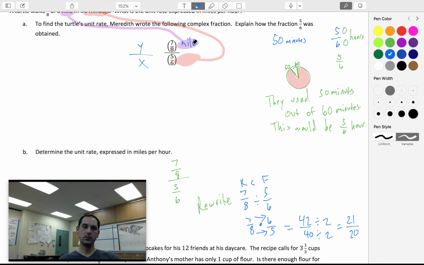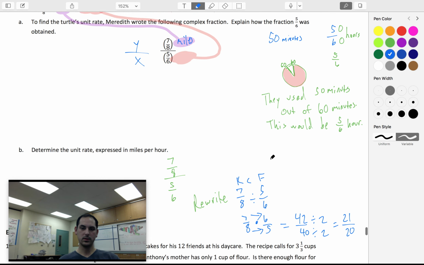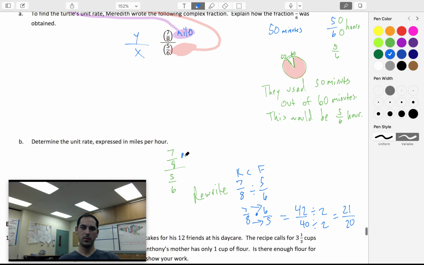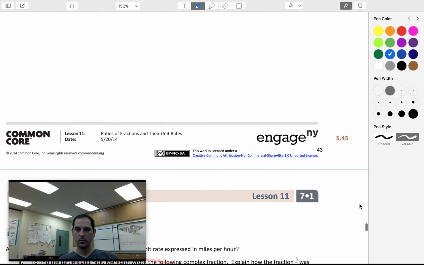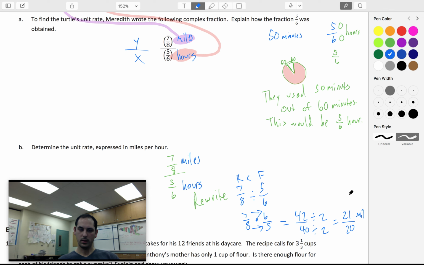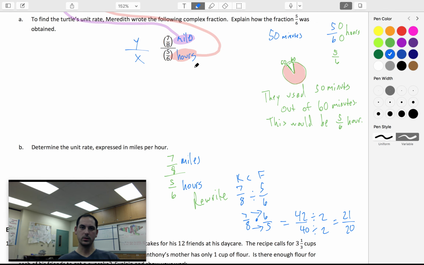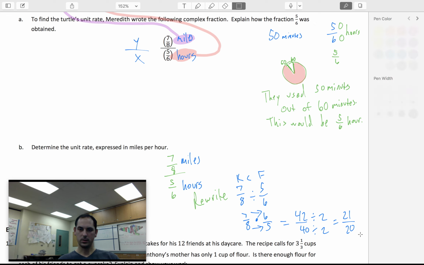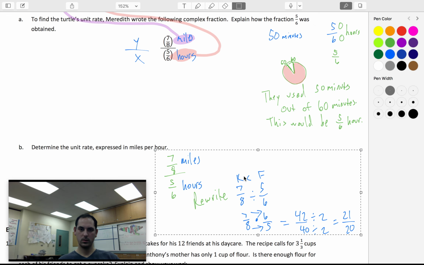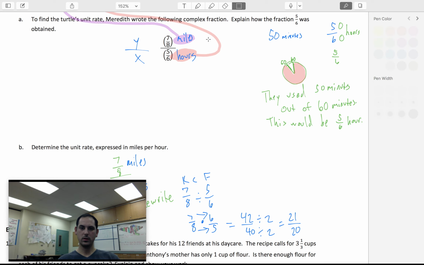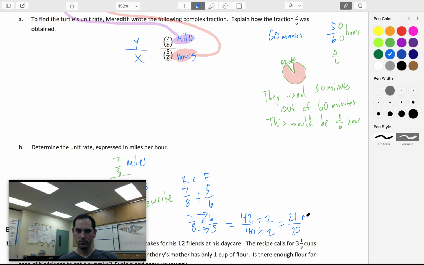Now to figure out what the unit is and make sense of this problem, we're going to look at this. This was miles on the top, and this one is hours on the bottom. I should write hours over here as well. So this is miles as well, and hours. I'm going to have to rewrite it, or actually, since I'm in the computer, I get to cheat. You have to fit it in. I'm going to just move it over. Miles and hours.